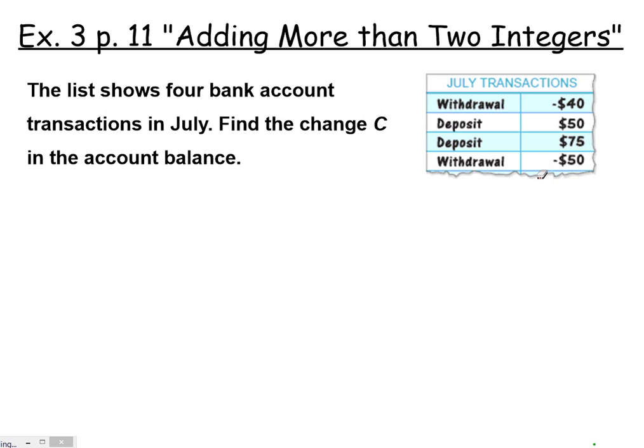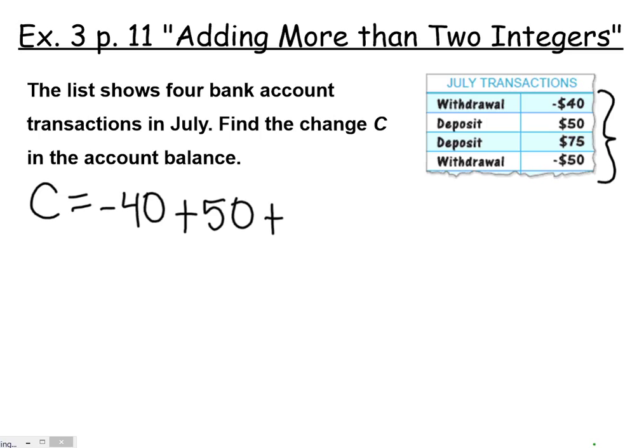So here we have our July transactions. A withdrawal means you're taking out money, so it's negative. A deposit means you're putting in money, so that's positive. To find the change, we're going to let it equal C. C stands for the change. We're going to combine all 4 of these transactions by adding them. So we have negative 40 plus 50 plus 75 plus negative 50.